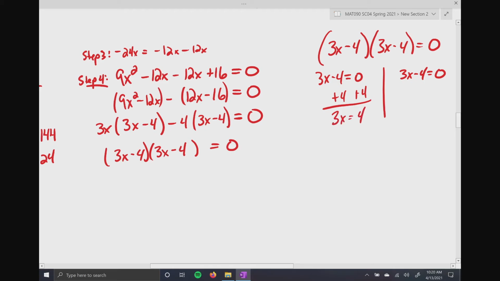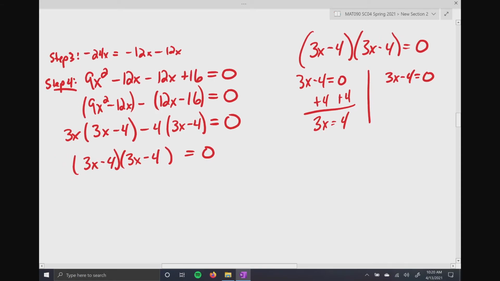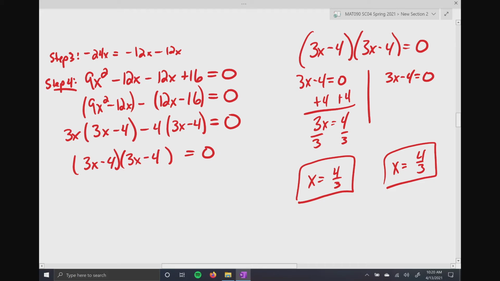So for the first one, I just add 4 to both sides. Then I divide by the number in front of the variable. And I know x equals 4 over 3, which means in the second binomial, x equals 4 over 3 again. Okay? And if you ever have an answer that repeats, we just say that the answer is x equals 4 over 3 with a multiplicity of 2, meaning it repeats twice.